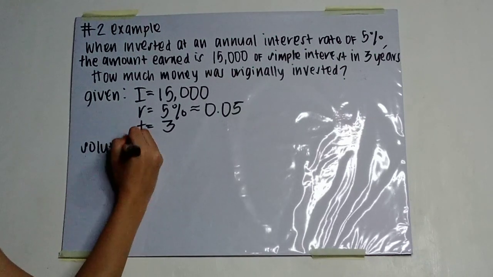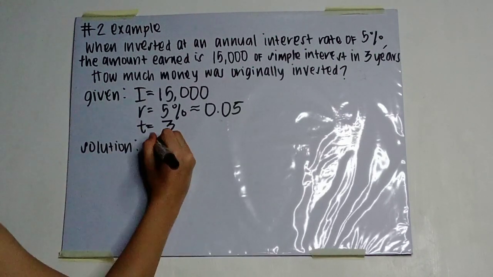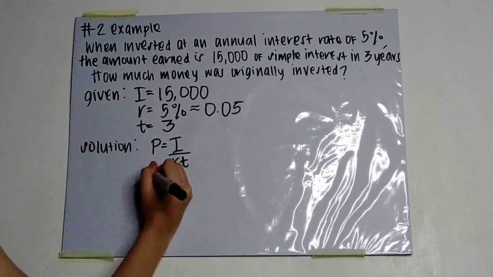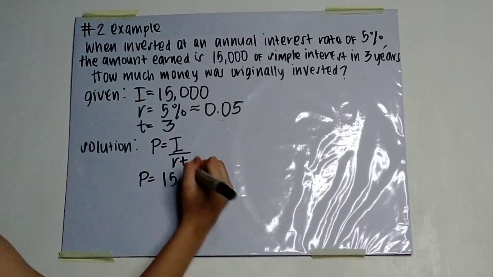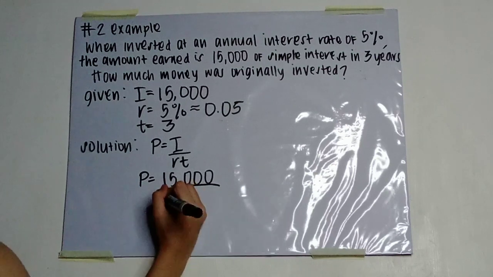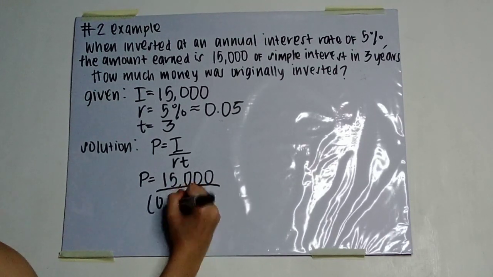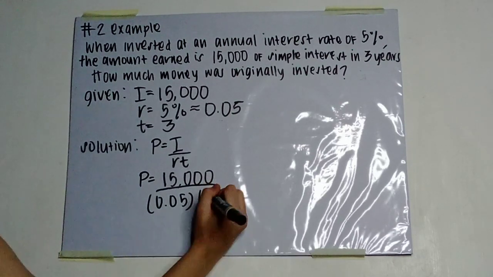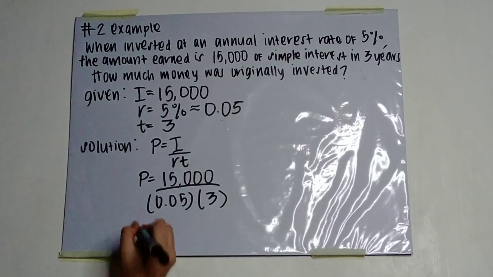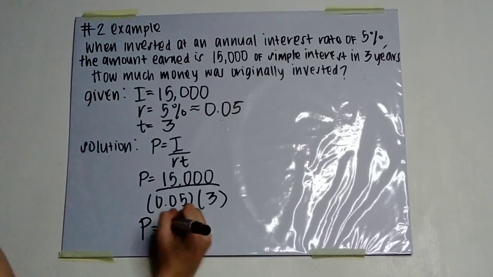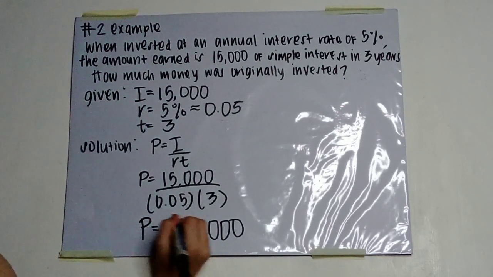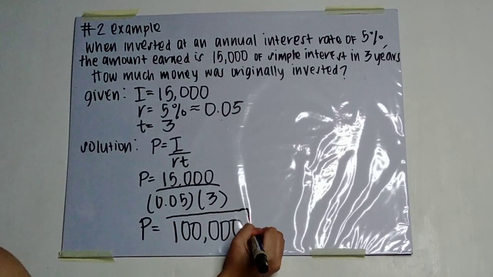And write the solution. So the formula for finding the principal is I divided by R times T. So our I is 15,000 pesos divided by 0.05 times 3. 15,000 divided by 0.05 times 3 equals 100,000 pesos. So our principal is 100,000 pesos.